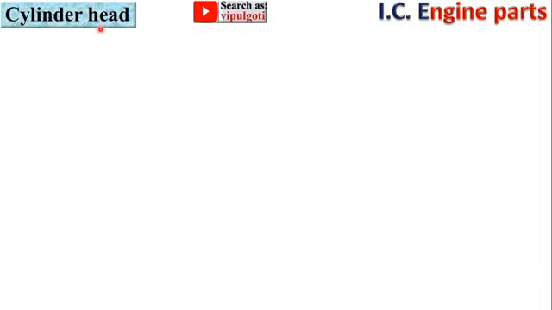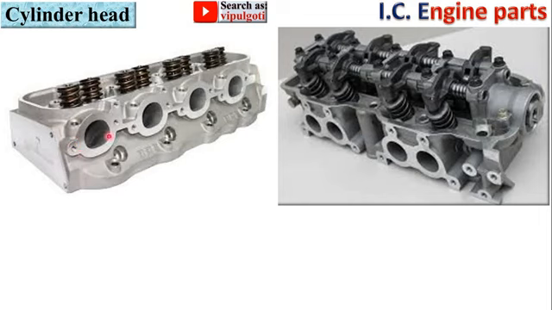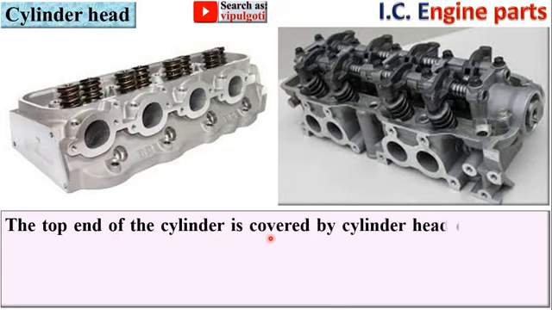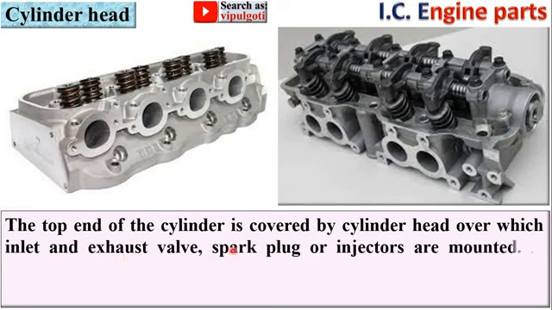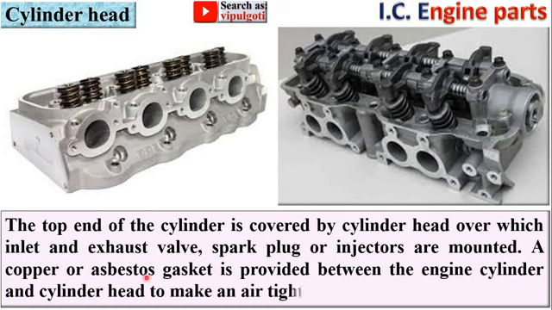Now next part is cylinder head. So here you can see this is the cylinder head. This is also cylinder head. The top end of the cylinder is covered by the cylinder head, over which inlet and exhaust valve, spark plug or injectors are mounted. Here you can see a copper or asbestos gasket is provided between the engine cylinder and cylinder head to make an airtight joint.